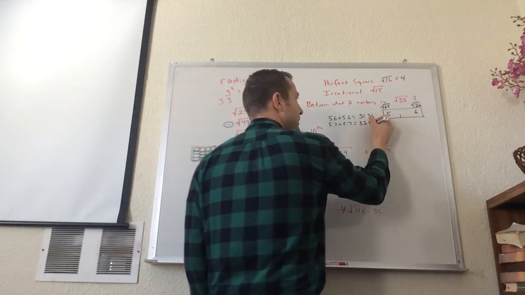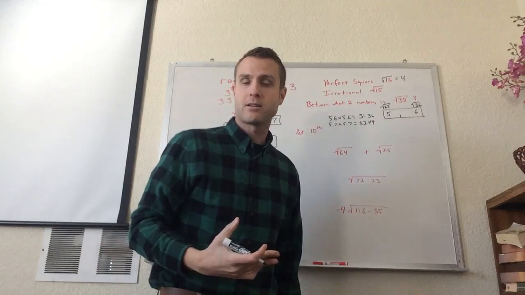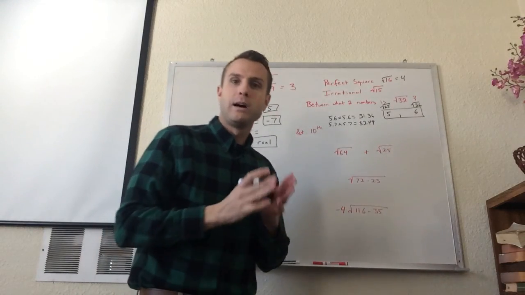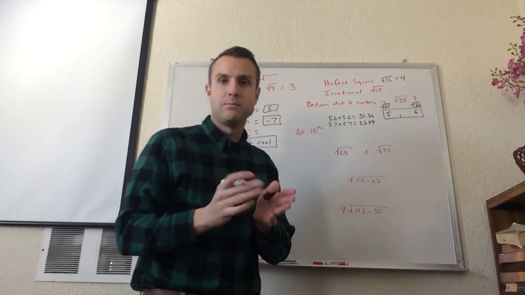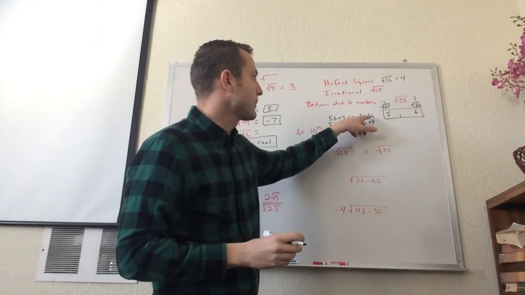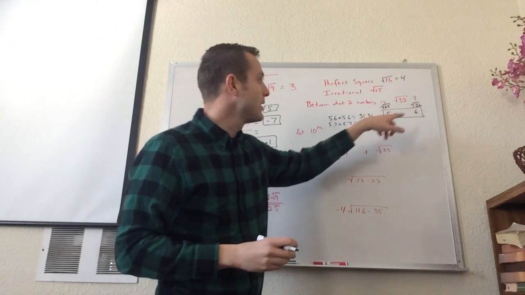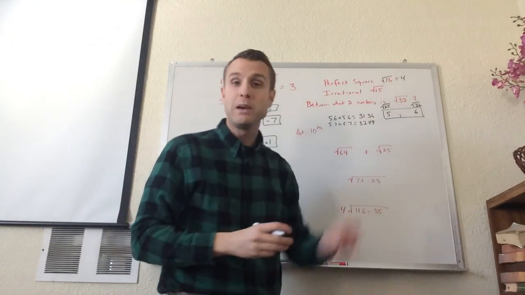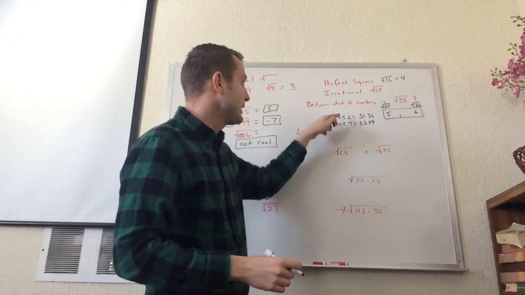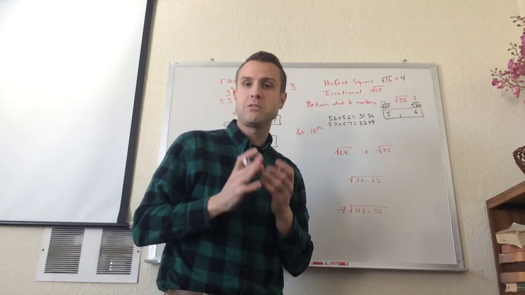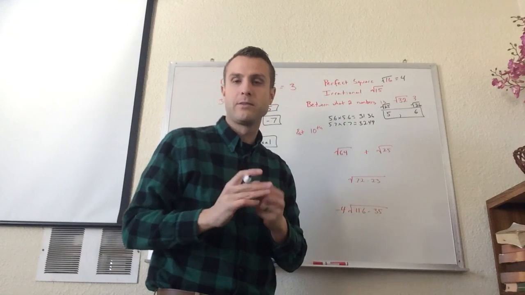So you want to keep multiplying the numbers together until you find the one that is below it and the one that is above it. So notice this 31.36 is less than 32 and 32.49 is bigger than 32. So you want to keep multiplying your decimals until you find the one that's below and the one that's above.